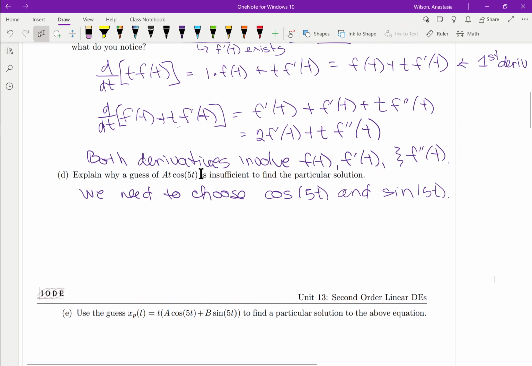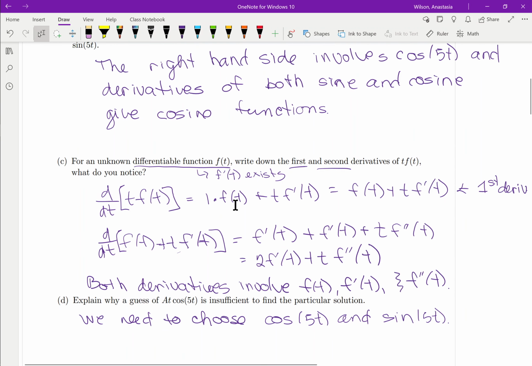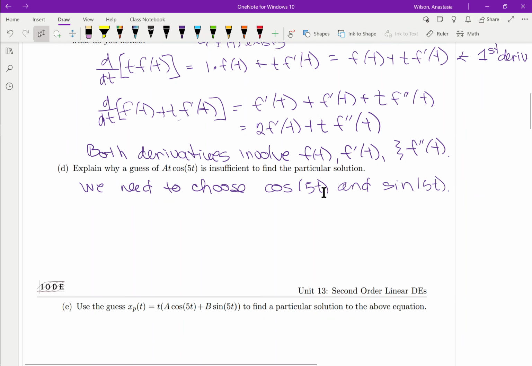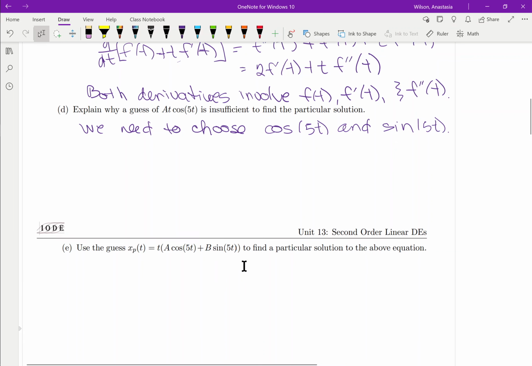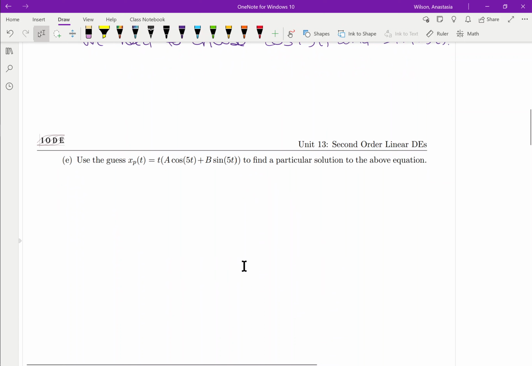So the conclusion that we came to in part D is that we needed to choose something that involved both cosine of 5t and sine of 5t. So we're going to try a guess of t times a cosine 5t plus b sine of 5t. And we're going to use this to find the particular solution to the above equation.